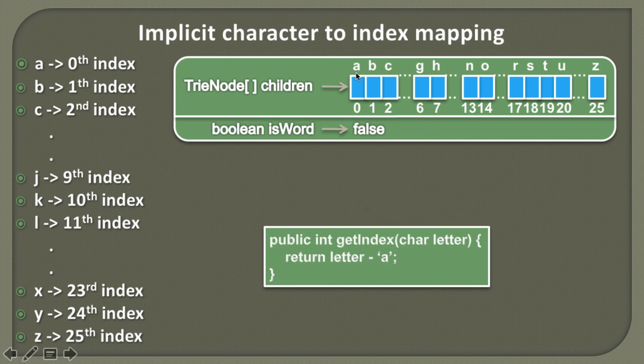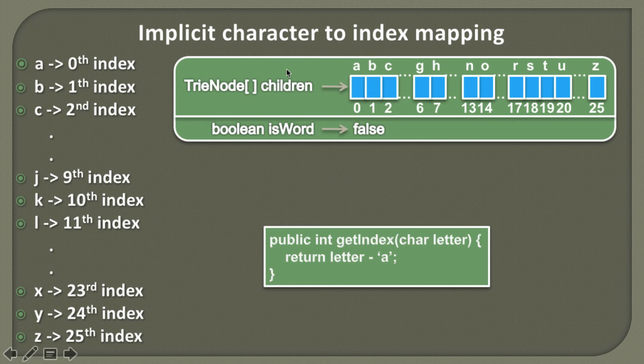So for example, if we pass A and subtract A from it, we get 0. If we pass H and subtract A, we get the value 7. If we pass Z and subtract A, then we get the value 25. So friends, in a trie, as we are referring to this array, we are implicitly mapping the index value to a character. We are not actually storing these characters, but any particular index value, we are simply mapping it to a character.